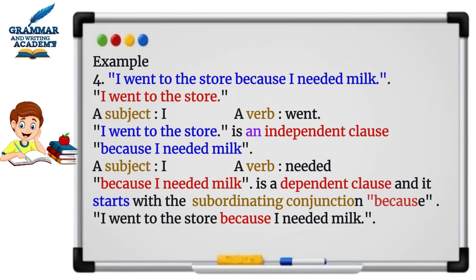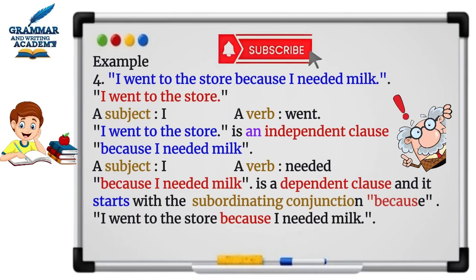I went to the store. Here we have a subject which is I, a verb which is went. So we have a complete thought. I went to the store is an independent clause. The second part is, because I needed milk. Here we have a subject which is I, a verb which is needed. Though we have both a subject and a verb, we don't have a complete idea. That is why because I needed milk is a dependent clause, and it starts with the subordinating conjunction because.